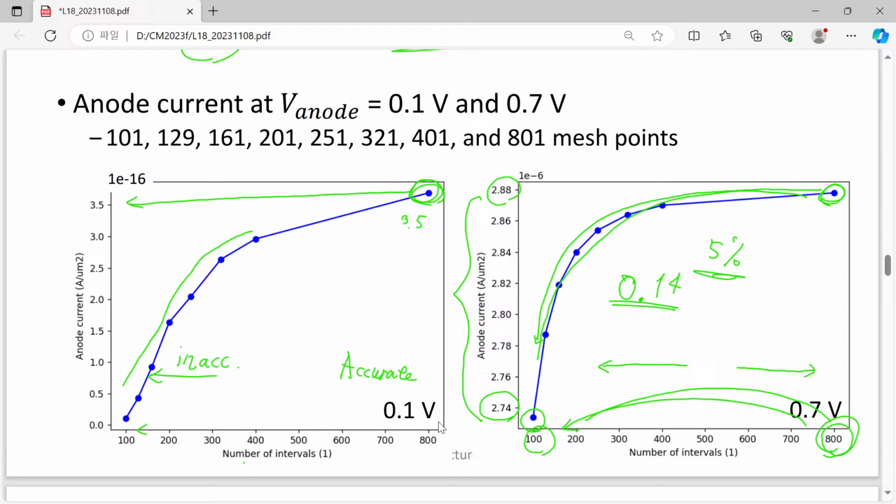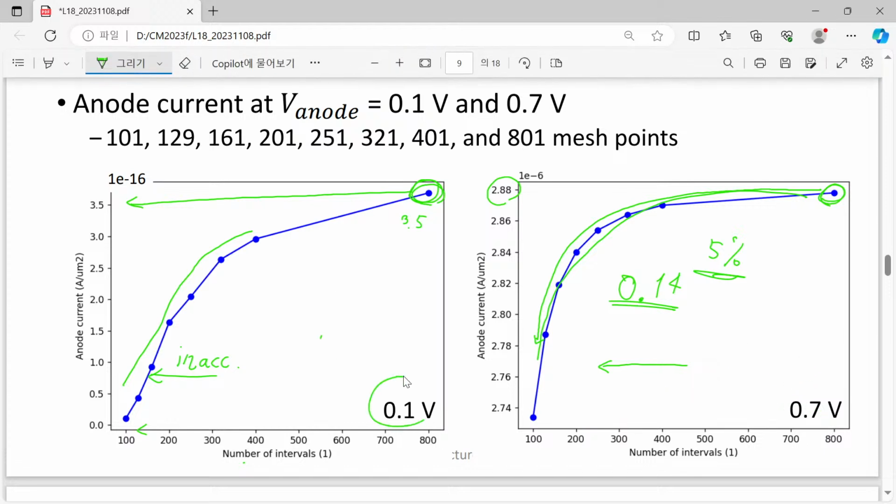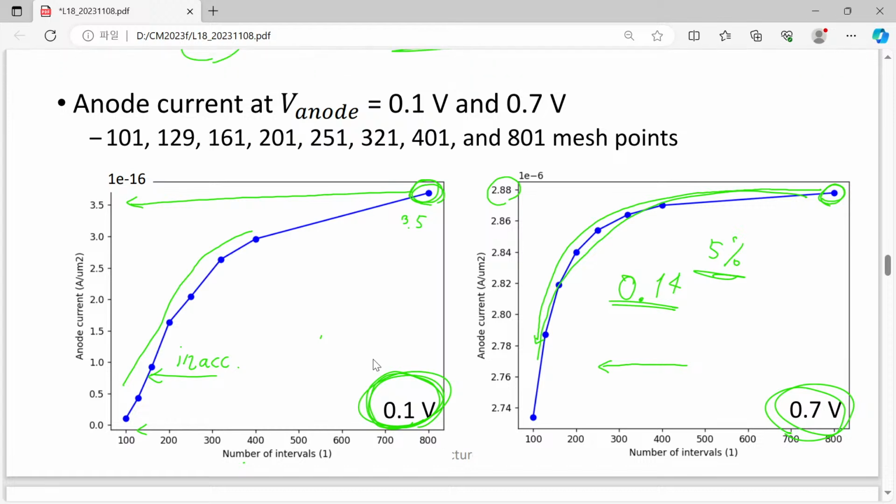So what is the difference between this left figure and right figure? These two figures are obtained from different forward bias. When we have sufficiently high forward bias, the error is not that high. However, if we go to the case which is close to equilibrium, then the error becomes higher.